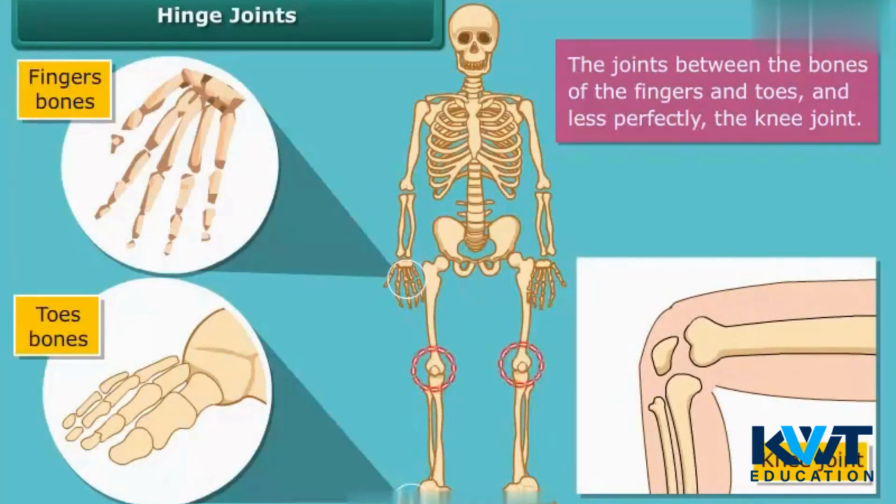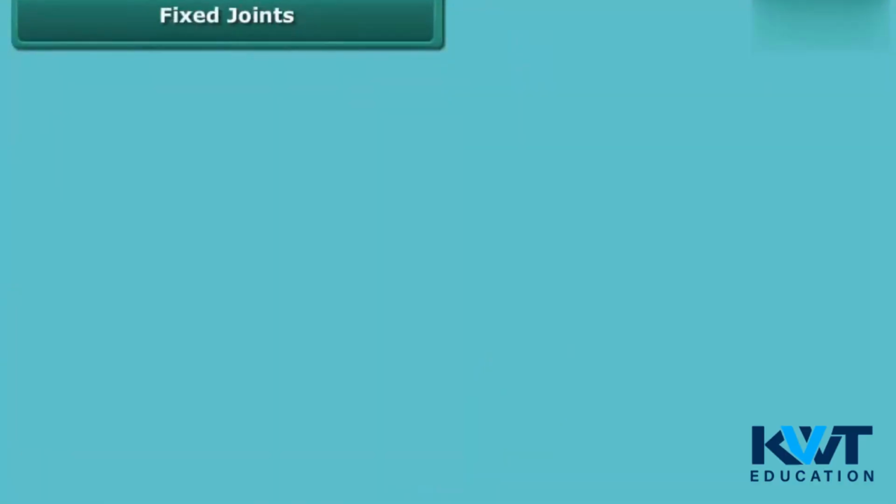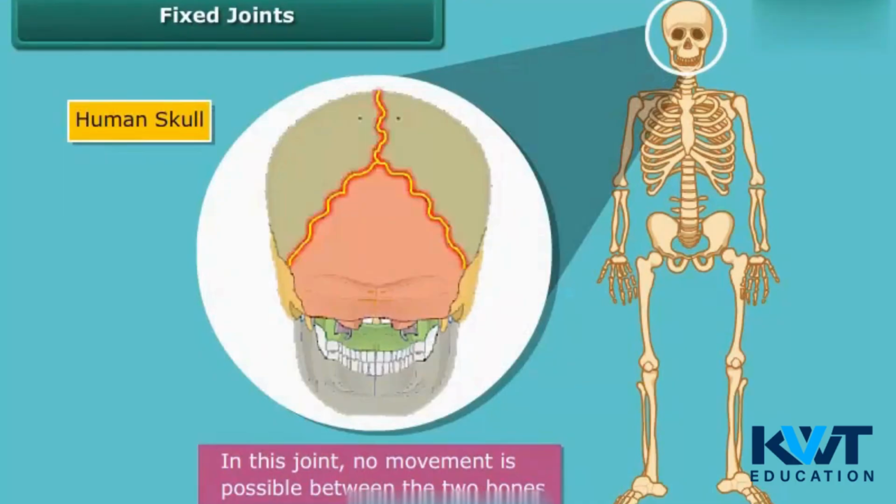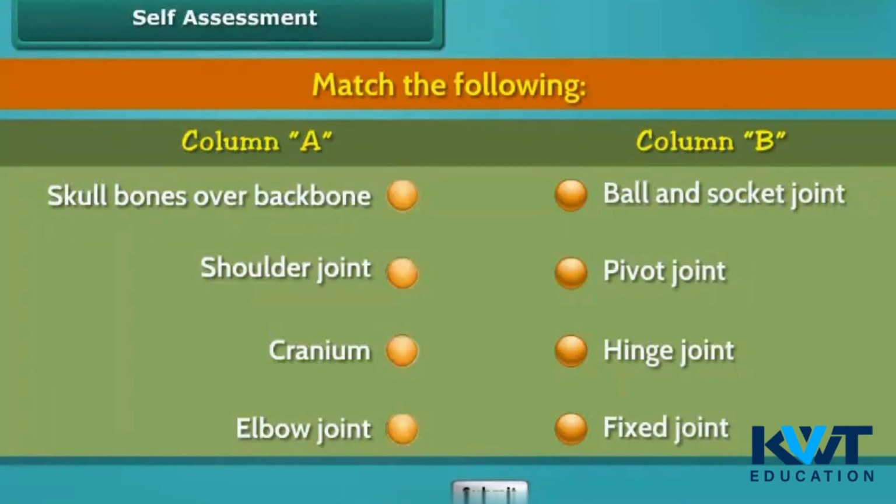Hinge joints usually give sufficient power because there is less danger of twisting at the joint. Fixed joints. In this joint, no movement is possible between the two bones. The sutures between the bones of the skull are an example of fixed joint. Self-assessment. Match the following joints to their types of joints.